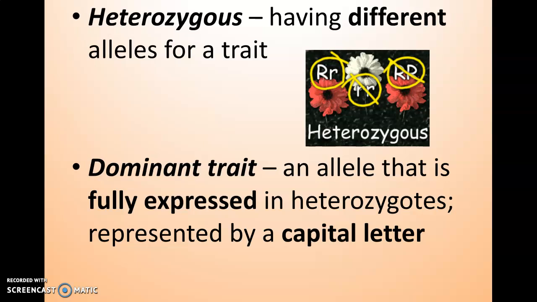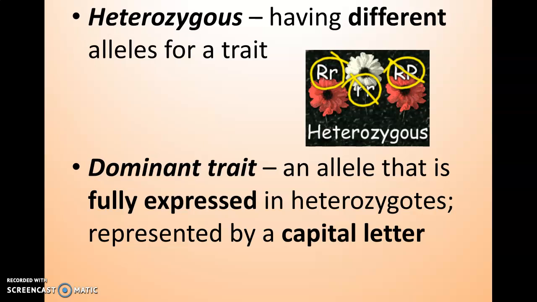A heterozygous organism has different alleles for a trait. So notice in the image, your heterozygous organism would have the capital R and the lowercase r. They have two different alleles for that trait.